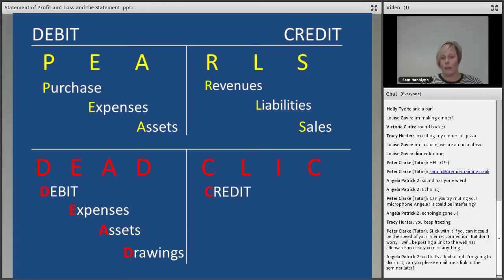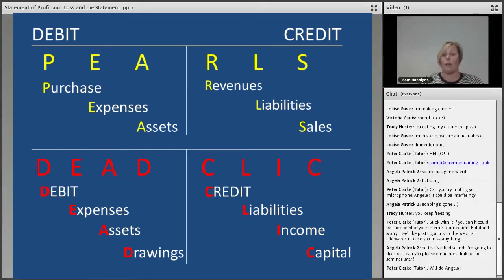When it comes to your credits then, we are going to credit the liability, we're going to credit income, and we're going to credit capital. So remember, capital is the money that we invest in our business. So it's really like a loan to the business. So we put it there to start up the business, to buy whatever items we need, inventory, stock and so on, and then the money will be paid back at some point as a capital repayment.